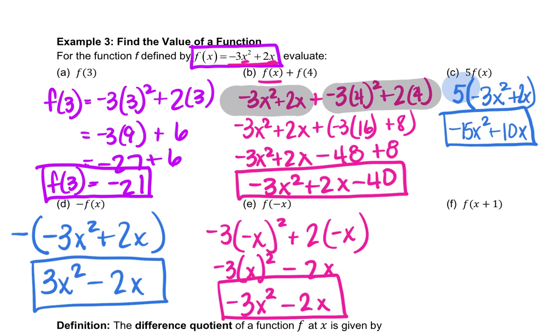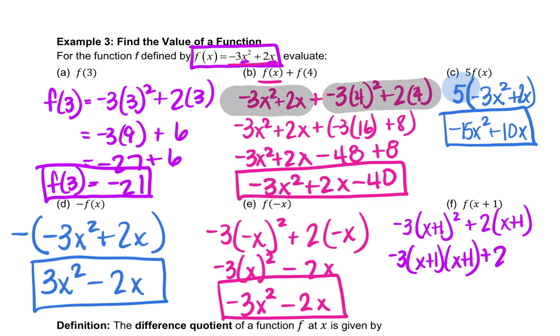And then last, we're going to replace all the x's with x plus 1. This one's going to take a little bit of space, because when we replace that x with x plus 1 and it's squared, that's going to give you a trinomial when you multiply it through. So we're going to go negative 3 times x plus 1 squared plus 2 times x plus 1. I'm replacing all the x's with x plus 1. So we've got negative 3 x plus 1 times x plus 1, and this is 2x plus 2.